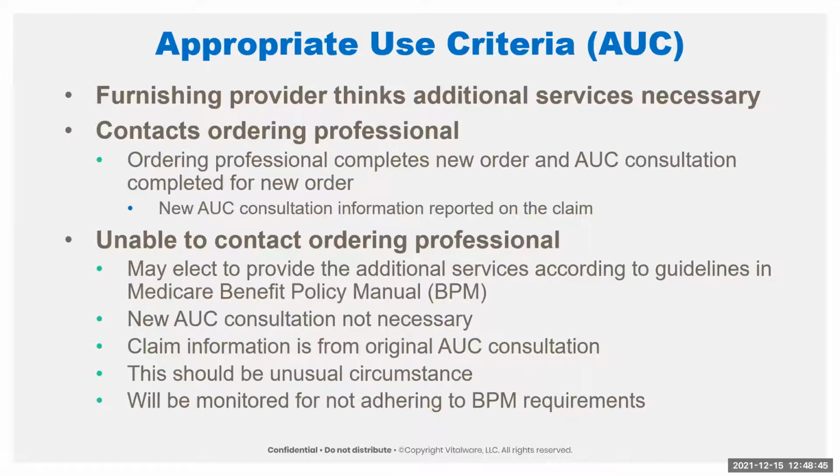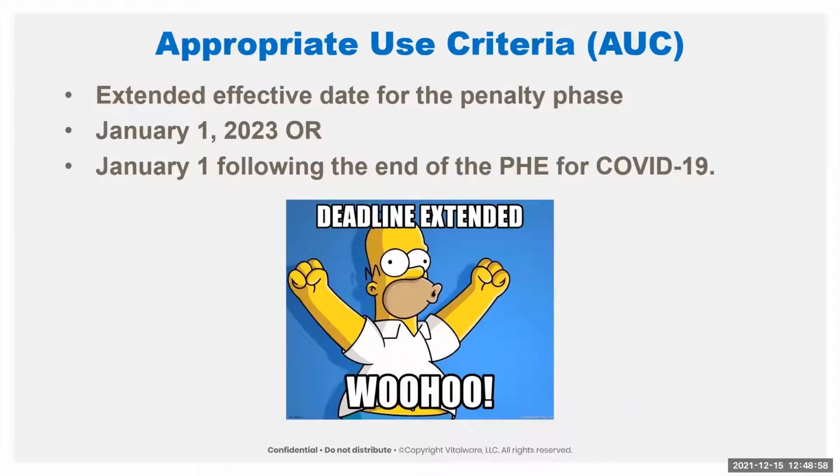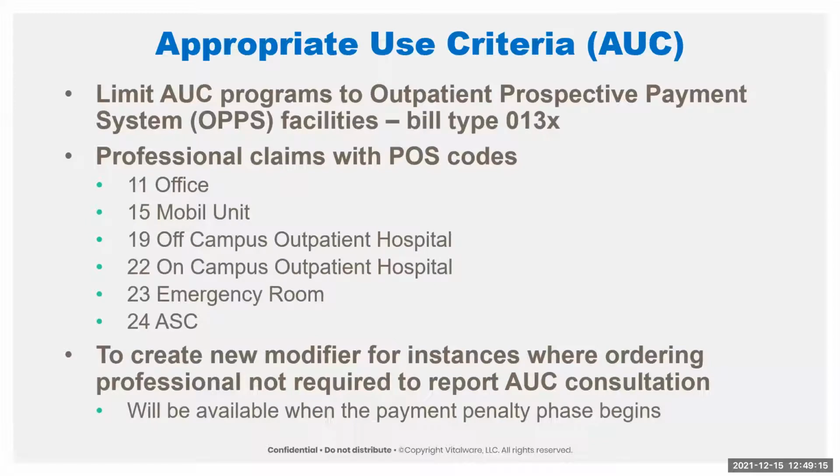But CMS is expecting this would be an unusual circumstance, and they are going to be monitoring for not adhering to the benefit policy manual requirements. They have extended the effective date for the penalty phase to January 2023, or the January following the end of the public health emergency for COVID-19. All right. They're limiting the AUC programs to outpatient prospective payment facilities with that bill type of 013X, also professional claims. And then they are going to create a new modifier for instances where that ordering professional is not required to report the AUC consultation. They have not created that one yet, so it will probably be in the next final rule.